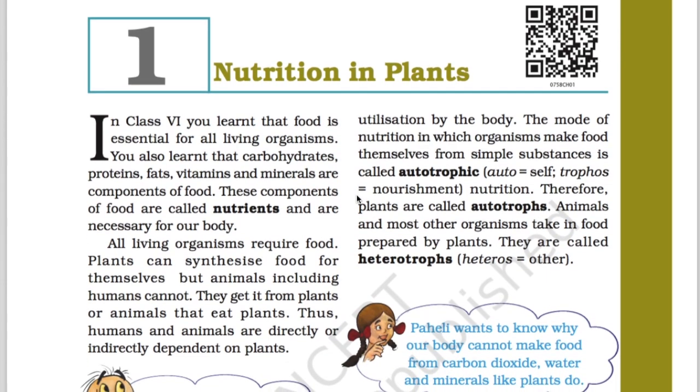Let's start the first chapter of science, that is nutrition in plants.